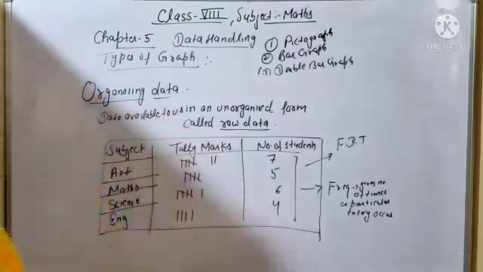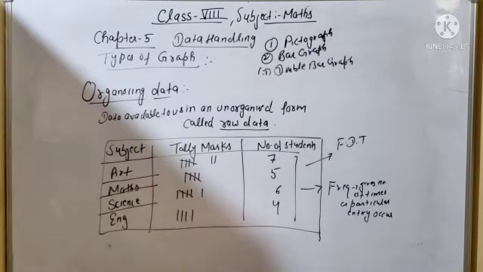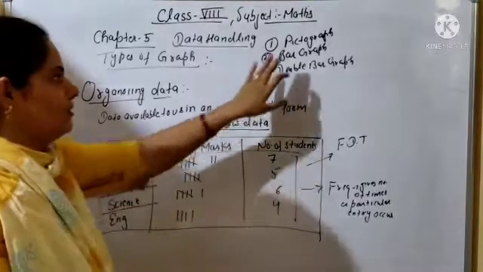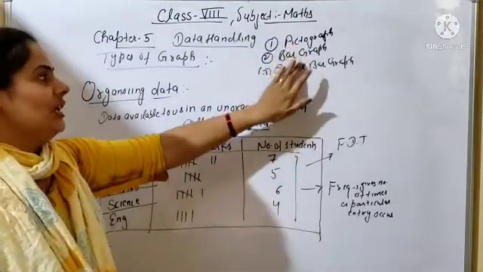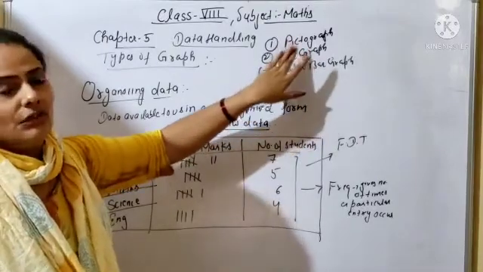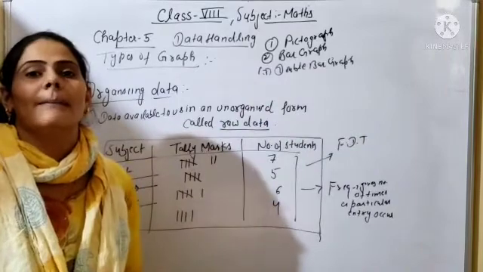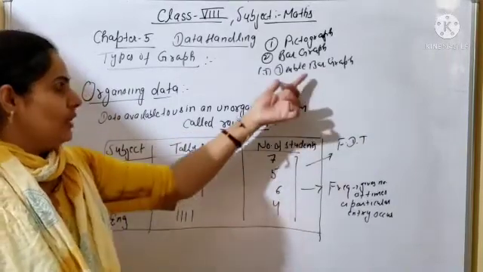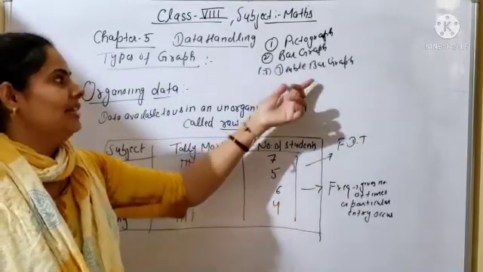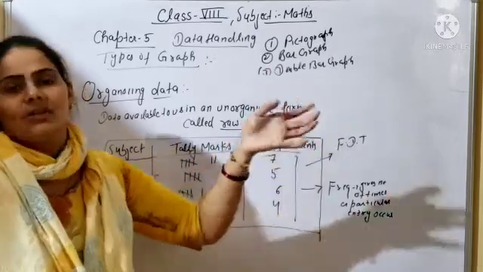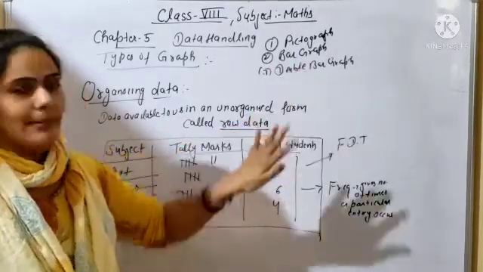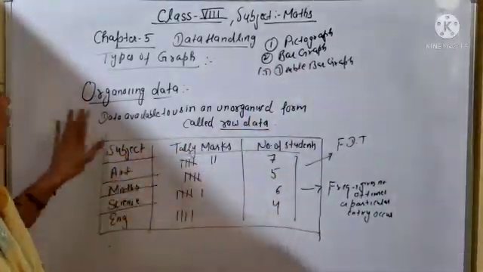So I have already told you about all three types of graph: pictograph, bar graph and double bar graph. In a pictograph, you represent your data by using any symbol. In a bar graph, you use bars with uniform width. A double bar graph is mainly used for comparison of two data. When two data are given and you are comparing them simultaneously, you use the double bar graph. Clear?